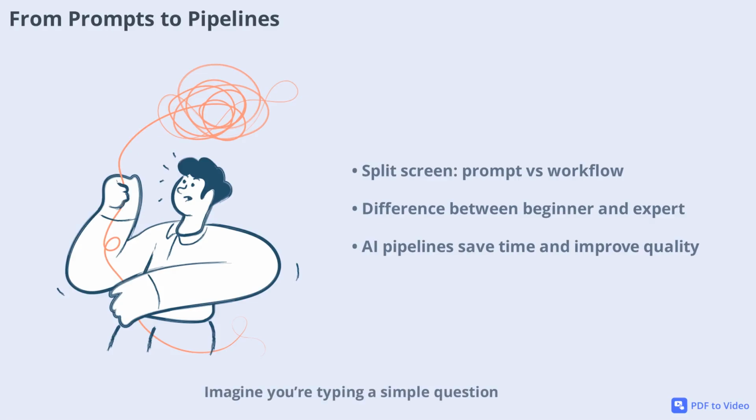Imagine you're typing a simple question into ChatGPT and getting a quick answer. Now picture a split screen. On one side, a single prompt, on the other, a complex workflow diagram connecting multiple AI steps. That's the difference between a beginner and an expert.